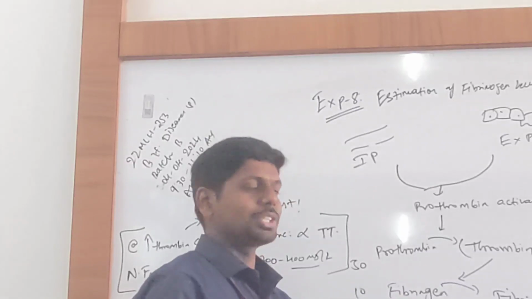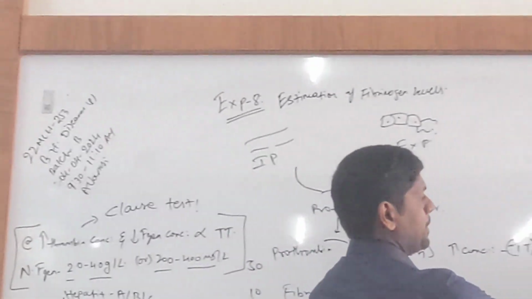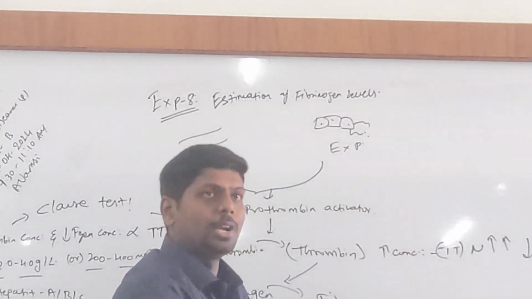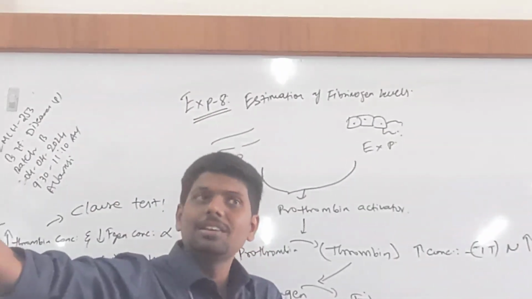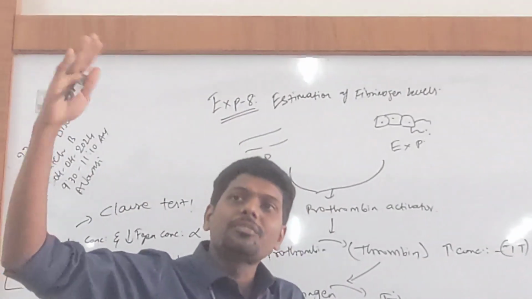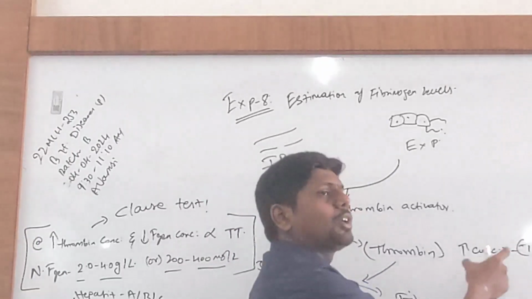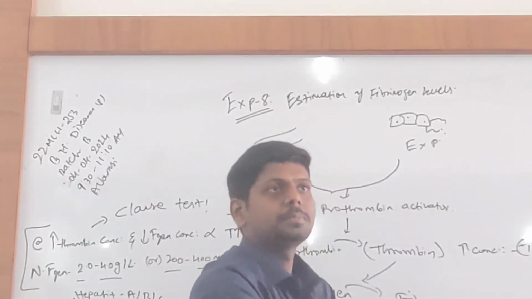So you might ask me a question: what if thrombin time is reduced? Does that mean increased fibrinogen? That is a different story. The reason for that is a different story. For that, we will just take thrombin time. We are not correlating it.